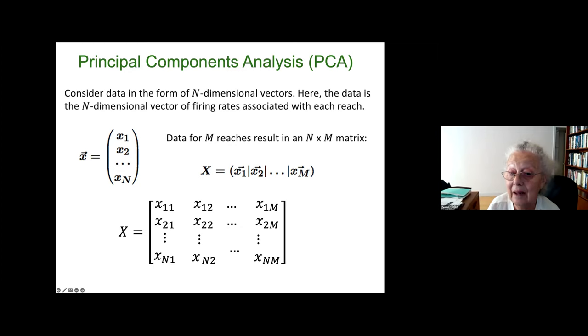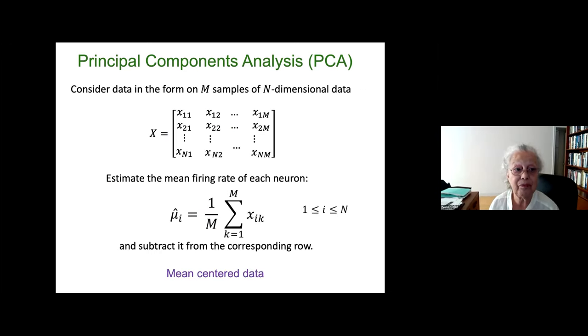So I end up with an n by m matrix that has the same structure as the raster. Every row corresponds to a neuron, neuron 1, neuron 2, up to neuron n. That's my empirical neural space, the space of the activity of the neurons that are being recorded. And every column represents one instance, one trial, one of the reaches. So we are given data like this. This is a typical representation of this kind of neural data. And we're going to estimate the firing rate of each neuron.